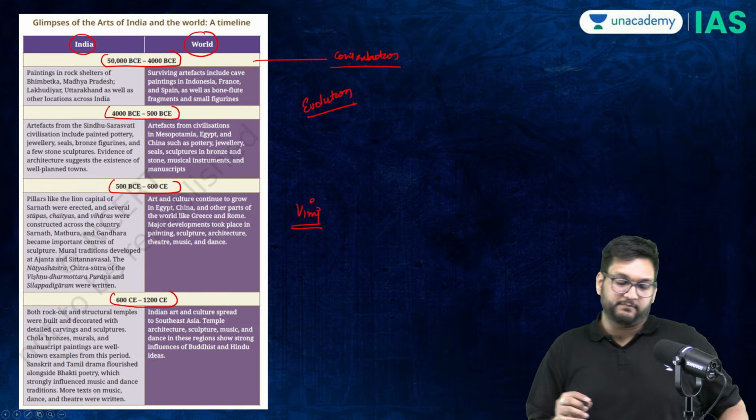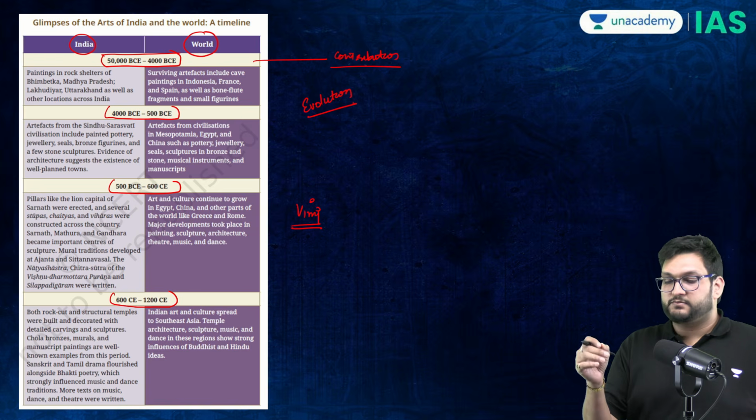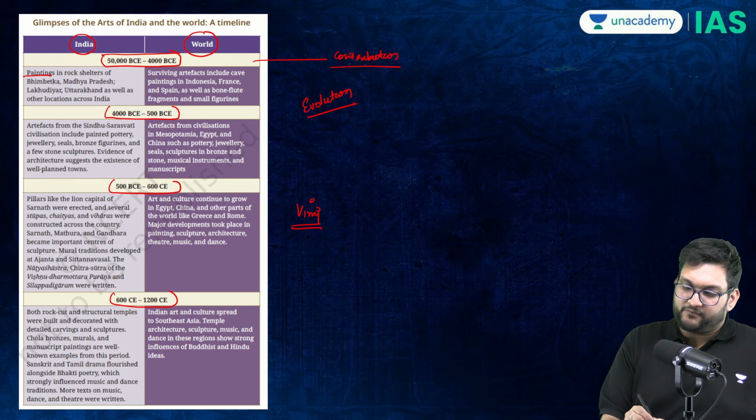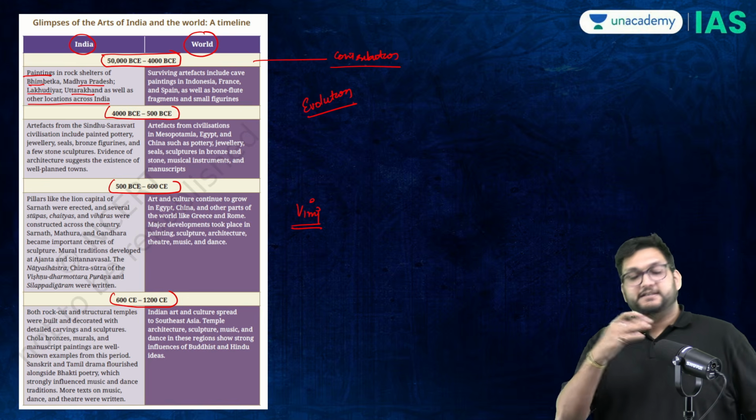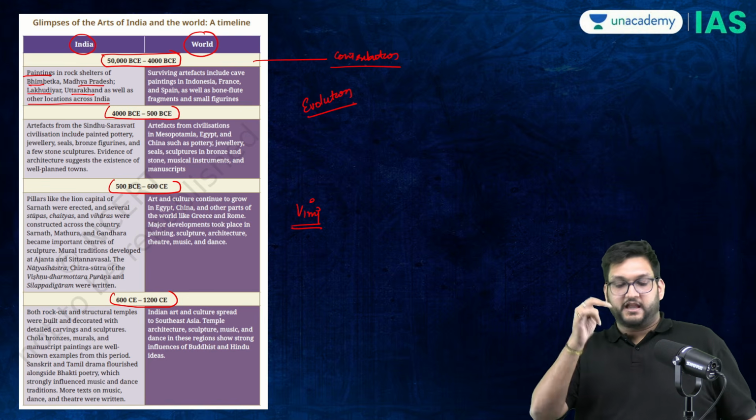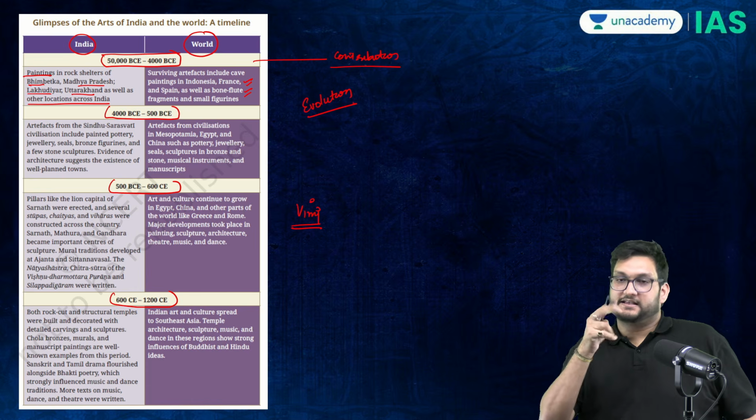you can basically expand on these points and you will get an answer. For example, between 50,000 BC to 4000 BC, cave paintings in Bhimbetka, Lakhudiyar, Uttarakhand, MP were very, very important. Similarly, across the world, we find cave paintings in Indonesia, France, and Spain.